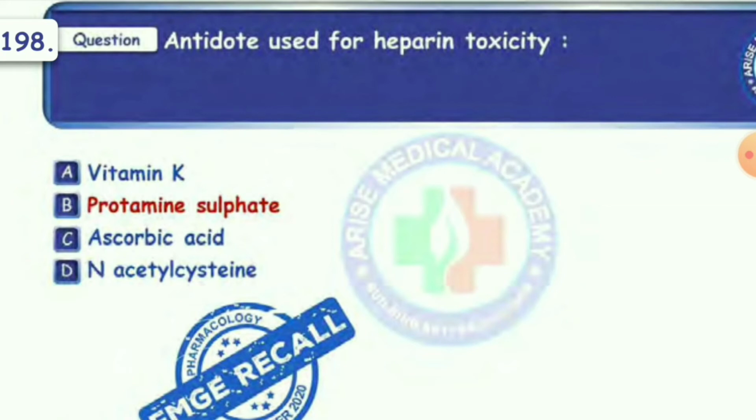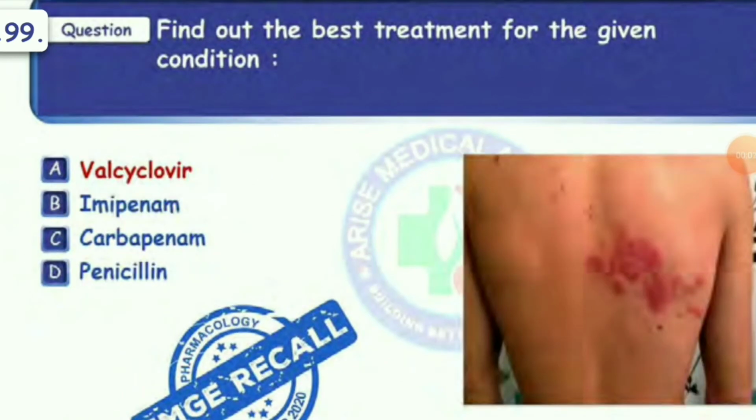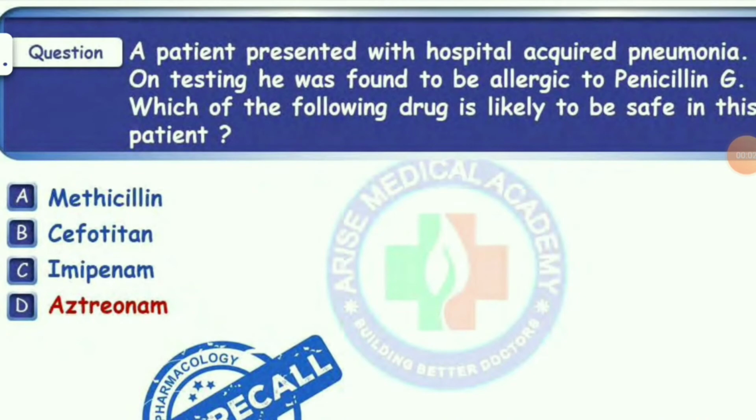I already uploaded a video on drugs and antidotes. If you are interested, you can watch that video. Next question, find out the best treatment for the given condition. The answer is valganciclovir. Next question, a patient presented with hospital acquired pneumonia.